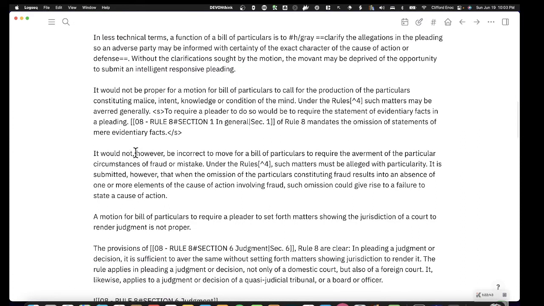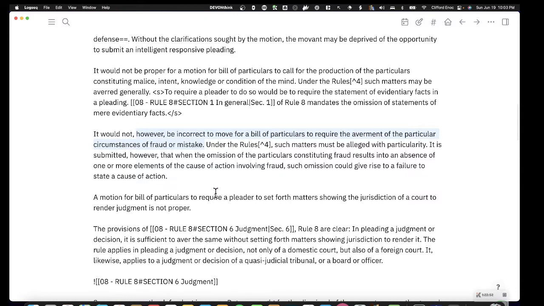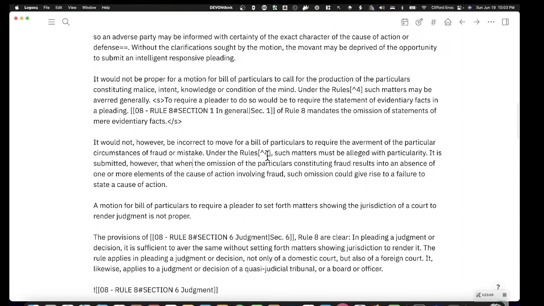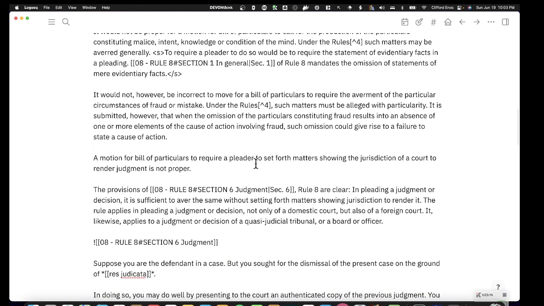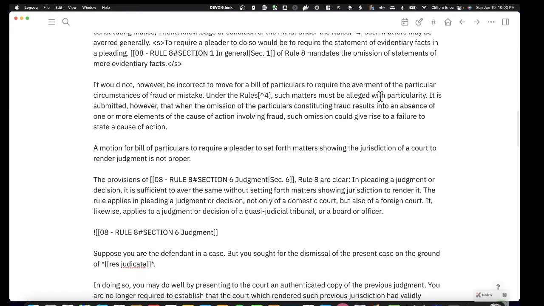It would not, however, be incorrect to move for a bill of particulars to require the averments of particulars of fraud or mistake, no? So it would be correct to move for a bill of particulars to require the averments of particular circumstances of fraud or mistake. Kung fraud or mistake, under the rules, such matters must be alleged with particularity. Ito na yun niya, should be alleged with particularity.